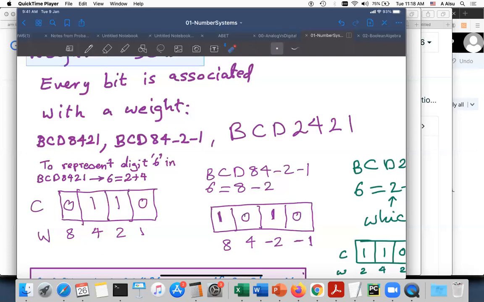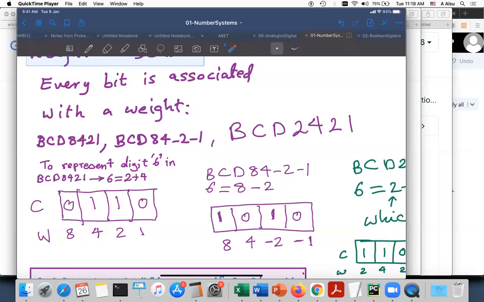So if you would like to find, for example, let's say 3, what would you choose for 3? Which bits are you going to turn on? Since 3 is 2 plus 1, you'll turn on this bit and this bit, and these 2 bits will be 0. Do you see that? Is it clear?